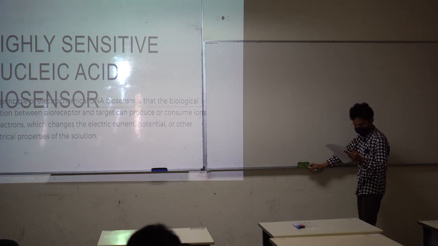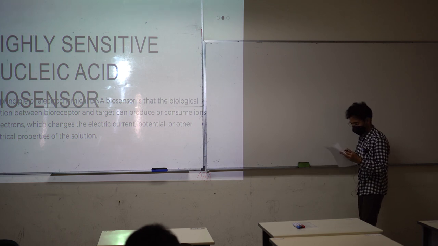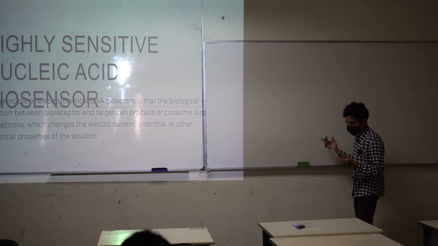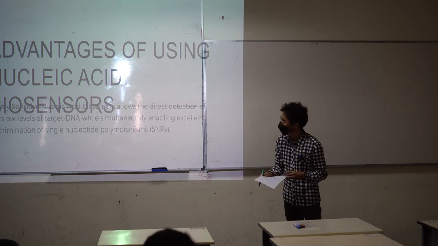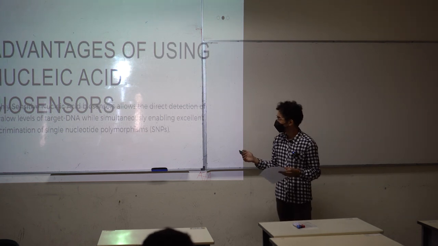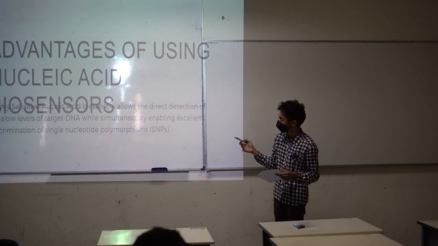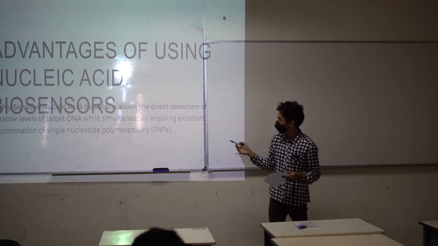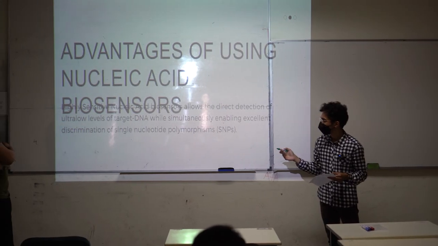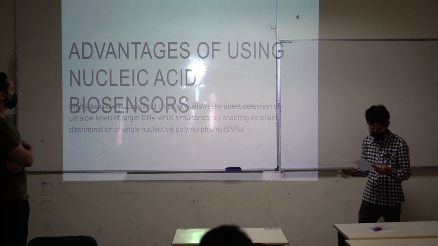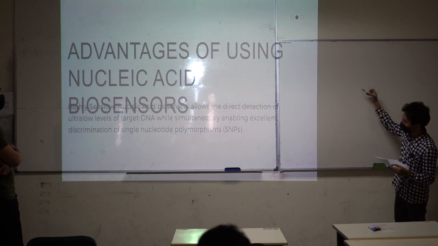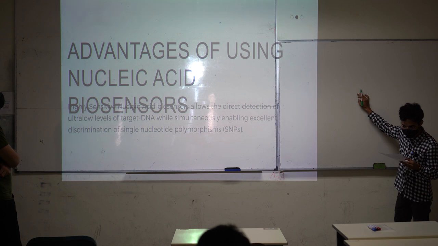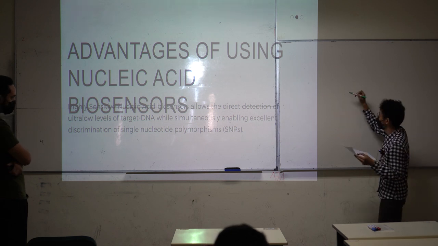So, what are the advantages of using a DNA biosensor? The advantage of using a nucleic acid biosensor is you can detect ultra low levels of DNA, which would be used to read SNPs. So what is an SNP? It is a single nucleotide polymorphism. So what is a single nucleotide polymorphism?